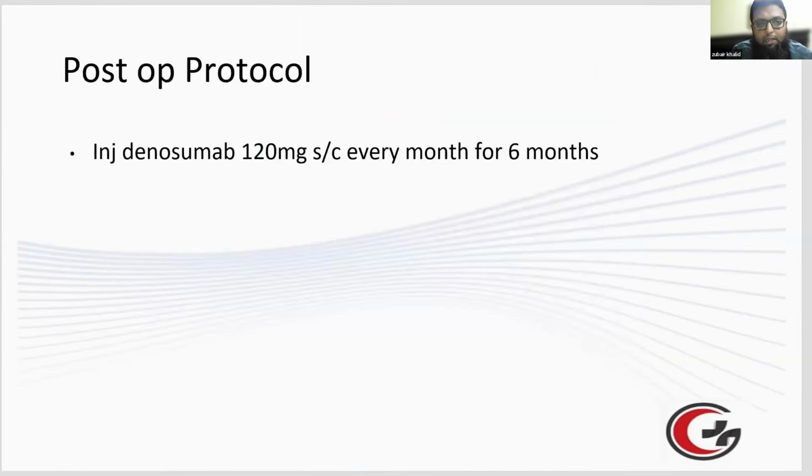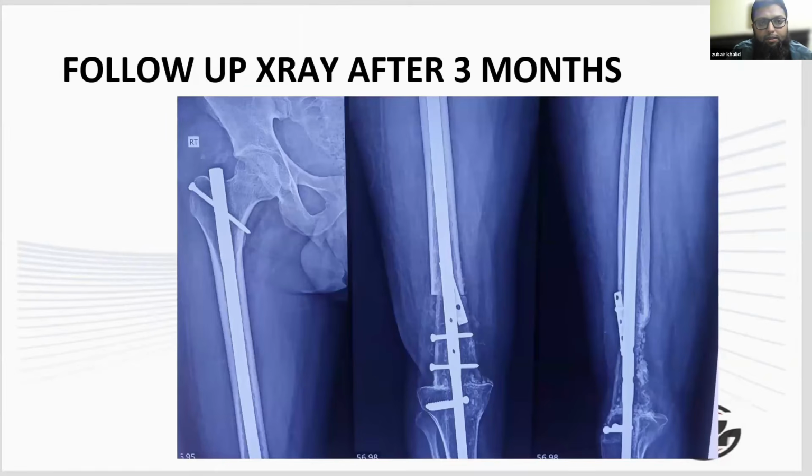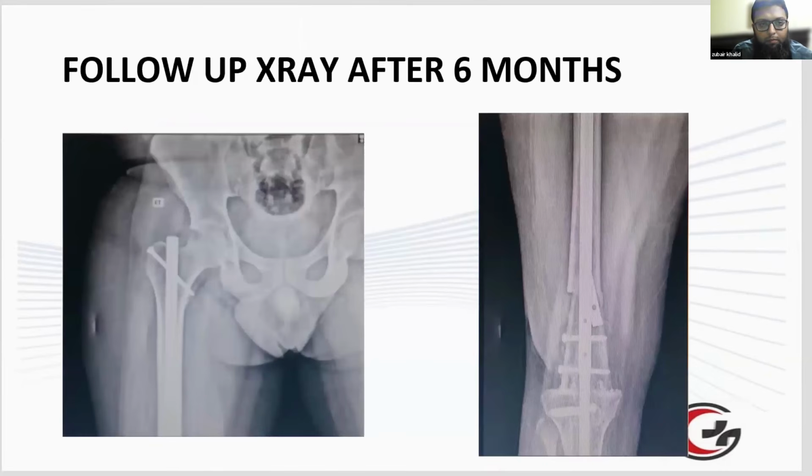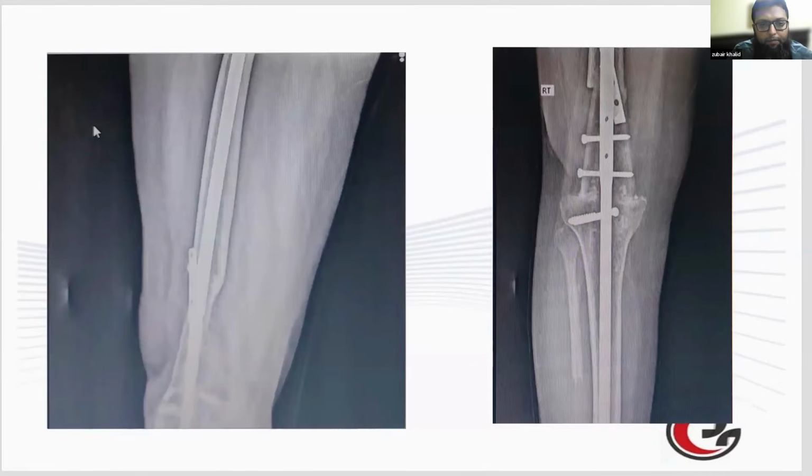The protocol is to start denosumab every month for 6 months, and do a chest X-ray every 6 months. This is the follow-up X-ray after 3 months, which shows good union in both regions. This is the follow-up X-ray after 6 months, and this is pretty solidly united.